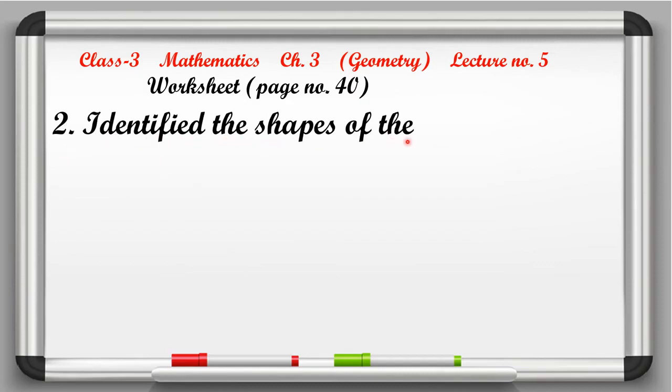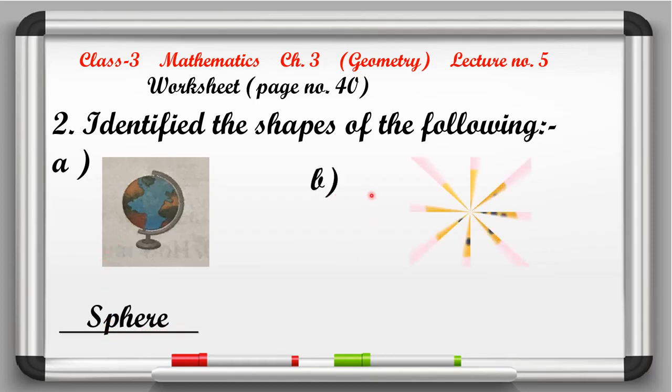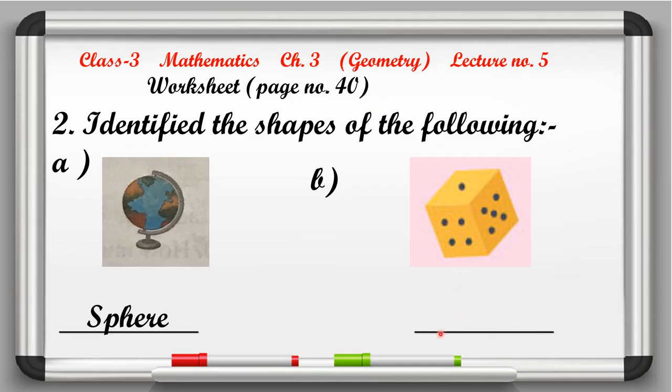Identify the shapes of the following. Here in A part, we have given this shape, and that is a globe, and we have to write the shape of this object, and that is sphere. So here we will write S-P-H-E-R-E, sphere. Now in B part, this object is given, and we have to write the shape of this object. This is dice. What is the solid shape of this dice? That is cube. So here we will write C-U-B-E, cube.